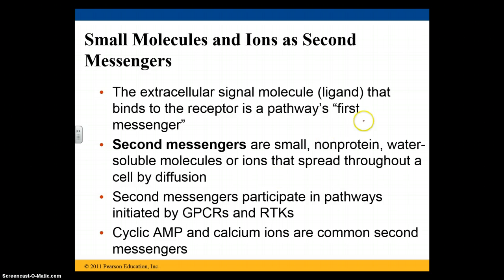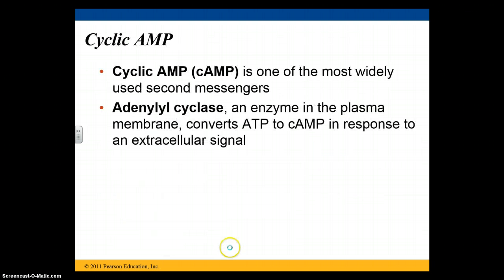The ligand that binds to the receptor is always referred to as the first messenger, and the next part is going to be the second messenger. Second messengers are always going to be small, non-protein, and water soluble, or sometimes they're even ions that are spread throughout a cell by diffusion. These second messengers participate in pathways initiated by GPCRs, which is important. One of them is cyclic AMP, also calcium ions. These are very common second messengers. So you have your ligand and then your second messenger.